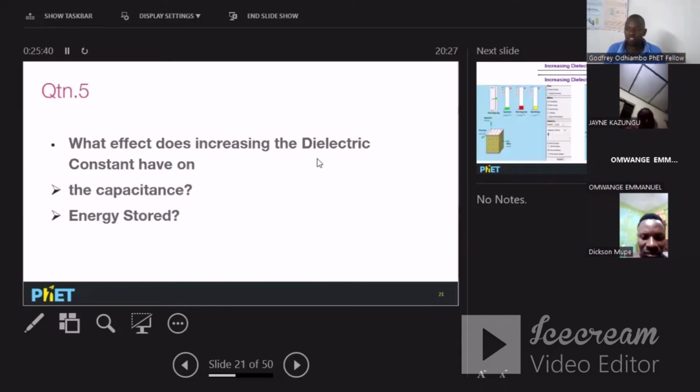So number 5, what effect does increasing the dielectric constant have on the capacitance and or the energy stored? So the teacher will ask such a question, then the students will give their answers, of which the teacher will confirm using the sim.